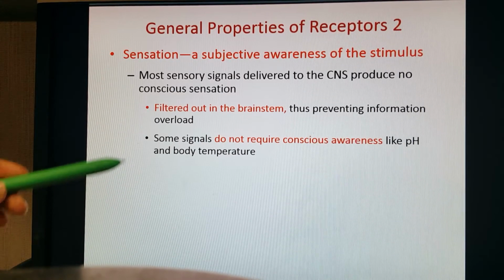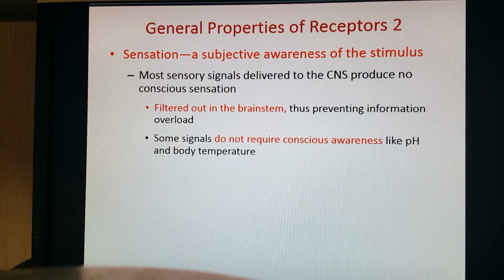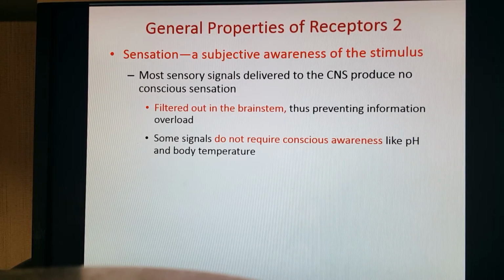Some signals actually don't require conscious awareness. So for example, pH and body temperature, our body just fixes that without us having to be like, okay, we need to cool down, so I want my sweat glands to do their job. Your body just takes care of it for you.